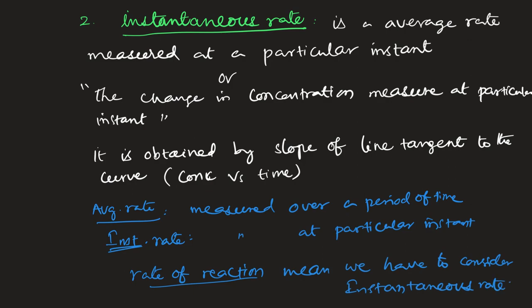So now we know what the instantaneous rate is, and how it is obtained with the graph we can draw. Now take one graph. This is a graph. This is concentration in molarity, time in seconds.